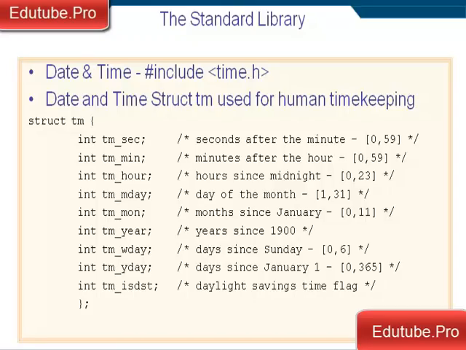Notice that this structure has quite a few little values in it. Seconds after the current minute, minutes after the current hour, hours since midnight today. So that's basically military time, 24-hour clock time, day of the month, month since January, and so on down the list. So we're going to use that TM struct in a few minutes when we look at our time program. But that's one of the more important things that time.h sets up for us, this TM structure.